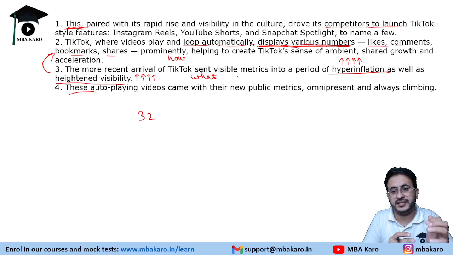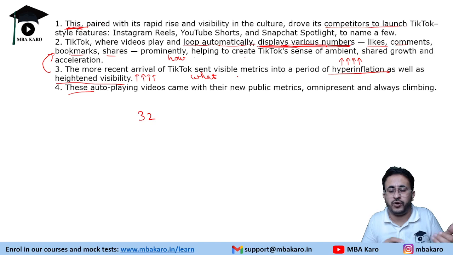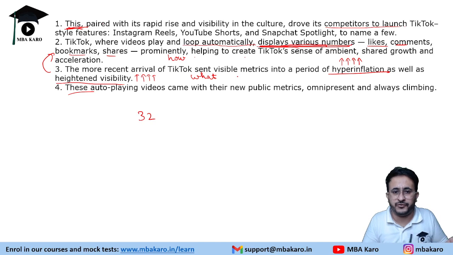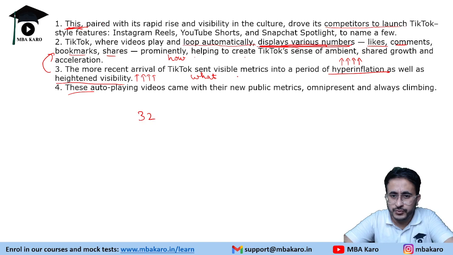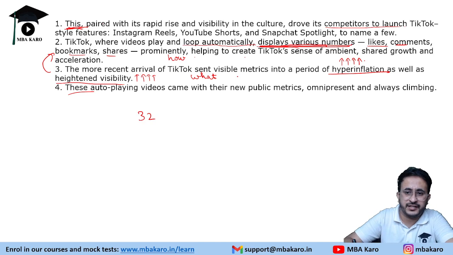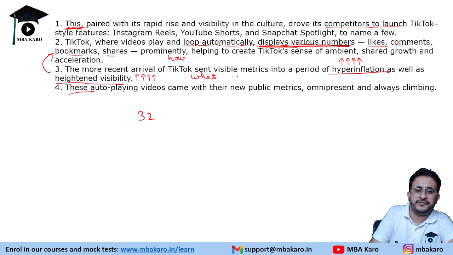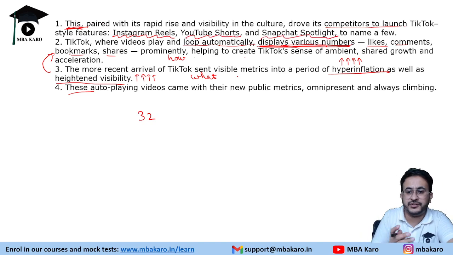So now people saw that TikTok is increasing in visibility, so competitors launched video platforms like Instagram Reels, YouTube Shorts, Snapchat Spotlight, etc. These auto-playing videos refer to all such things. So all these are auto-playing videos.